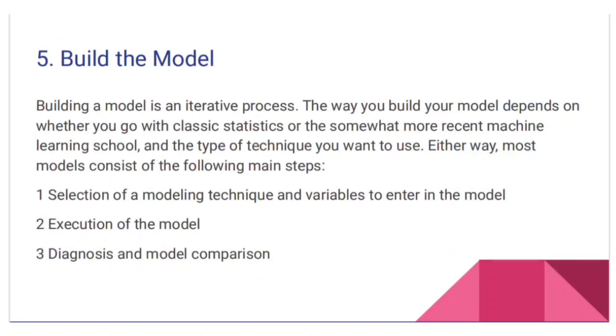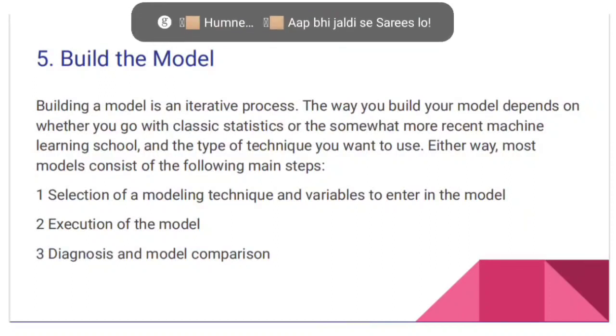So next one, build the model. In the data science process this is an important step. We are going to build the model. So what is build the model? It is an iterative process. Modeling depends on whether we build the classic statistics or some of the recent machine learning methods, and the types of techniques to be used. So either way, most models consist of the following main steps.